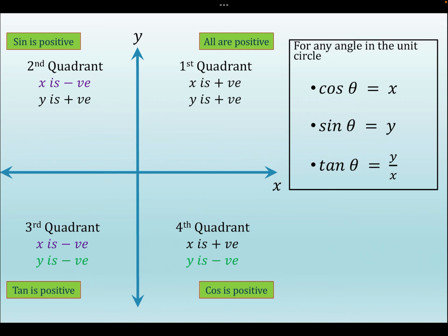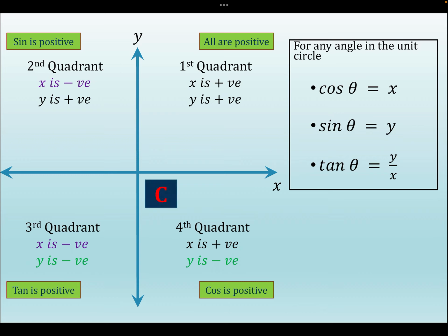Second quadrant, x is negative, y is positive. So, which trigonometric ratio is positive? It's actually sine, because sine theta is y. Y is positive. Cos theta is negative. Tangent theta, which is y over x, positive over negative, therefore is negative. Third quadrant, cos and sine, they are both negative. However, tangent will be negative over negative, therefore is positive. And then fourth quadrant, cos is positive because x is positive.